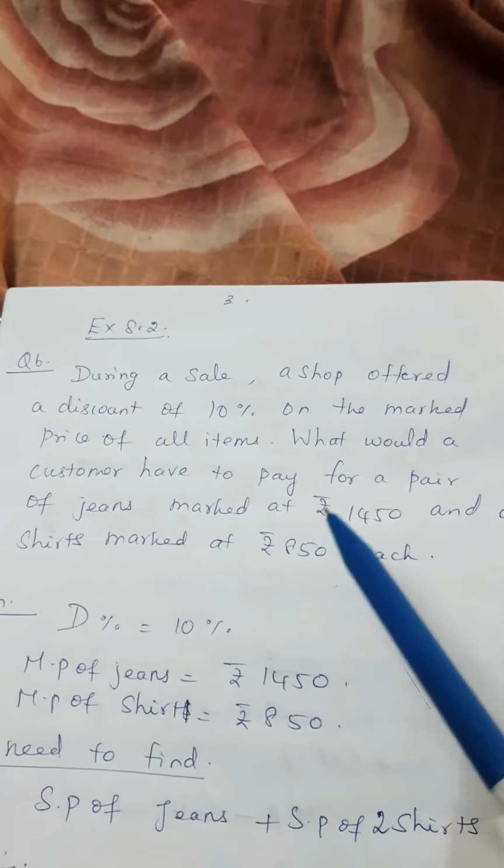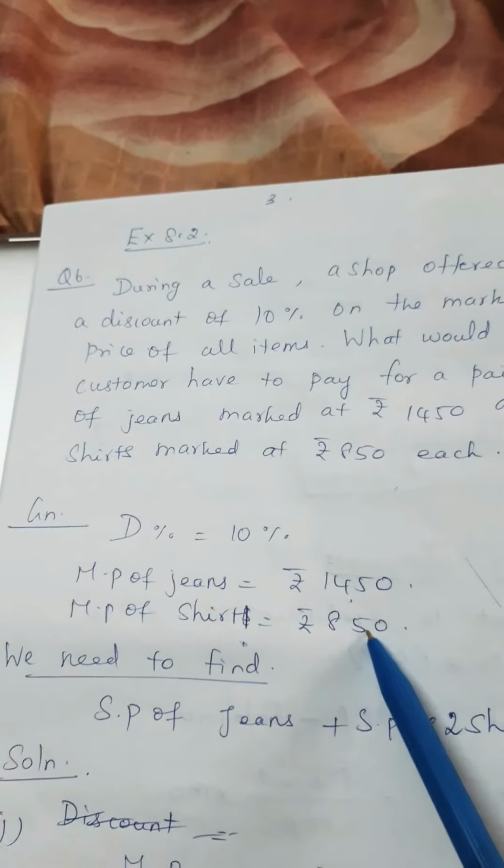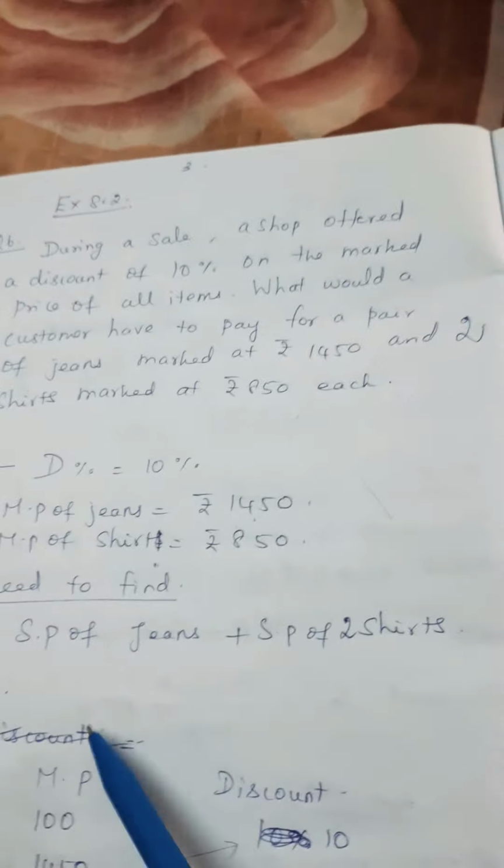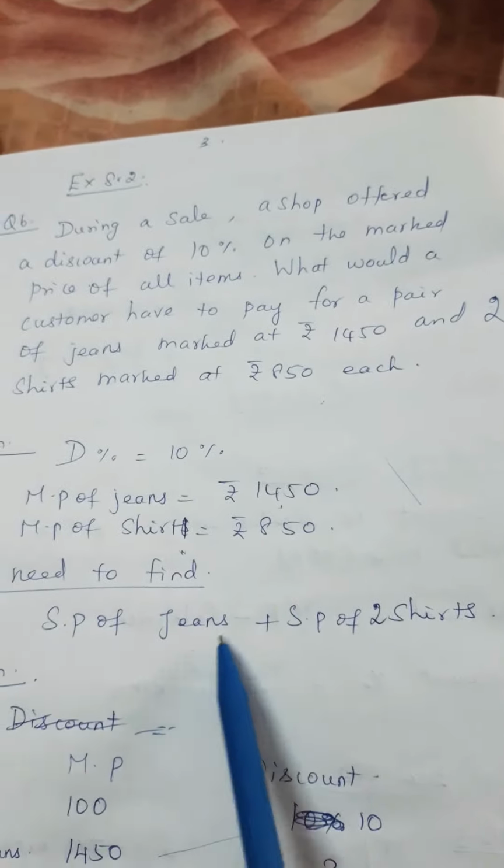Now, what is given, we will write. Discount percent is given here as 10%. What is given, first we have to write like this. Discount percent equals 10%. Marked price of a pair of jeans is given as rupees 1450. Marked price of one shirt is given as rupees 850. What we need to find? We need to find the selling price of jeans plus the selling price of 2 shirts.